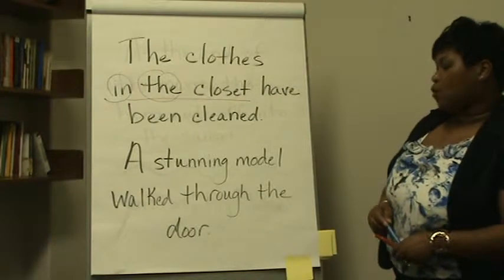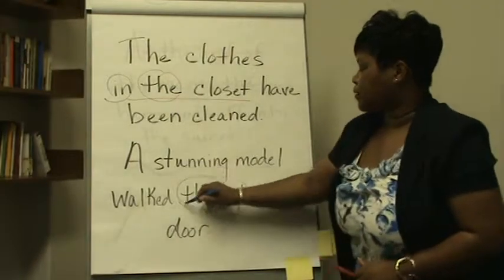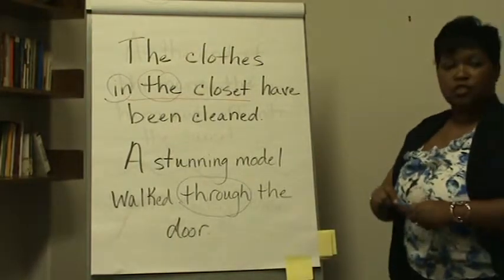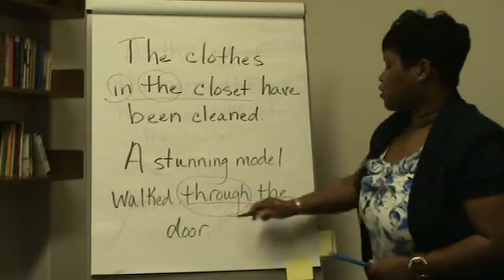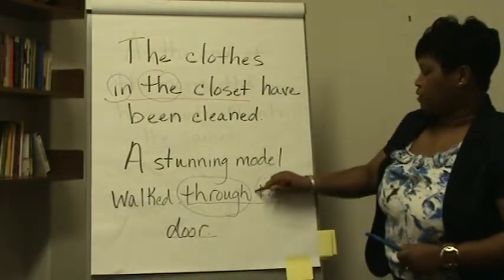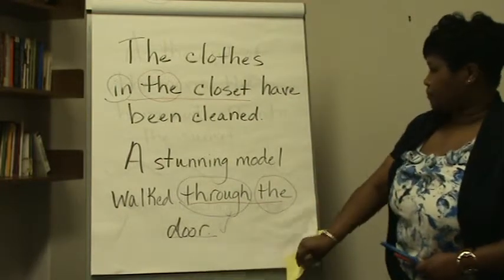A stunning model walked through the door. So we have through as our preposition, because where did she walk? Through the door. The entire prepositional phrase, through the door. So you have the modifier and the subject of that modifier.